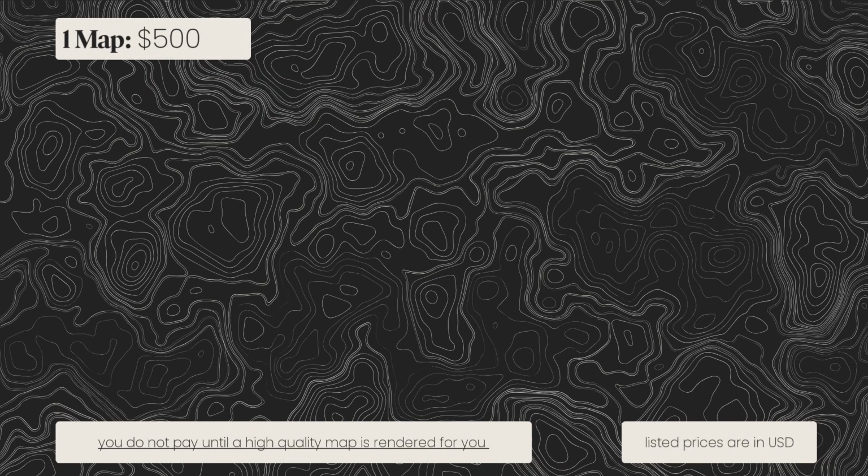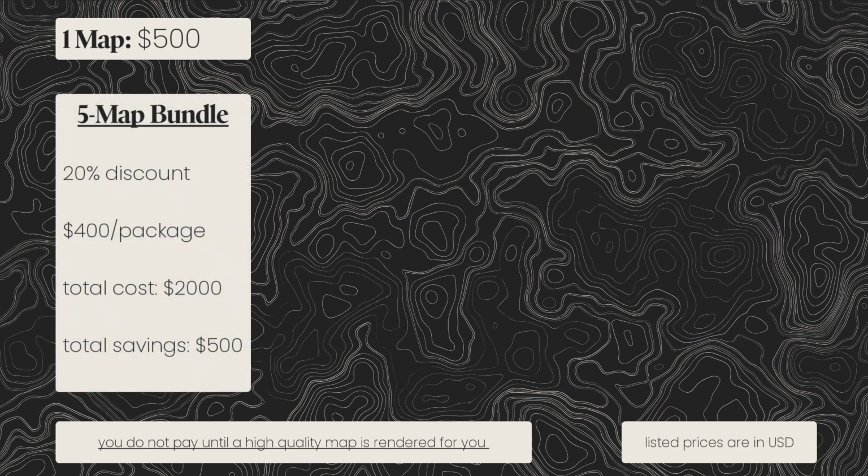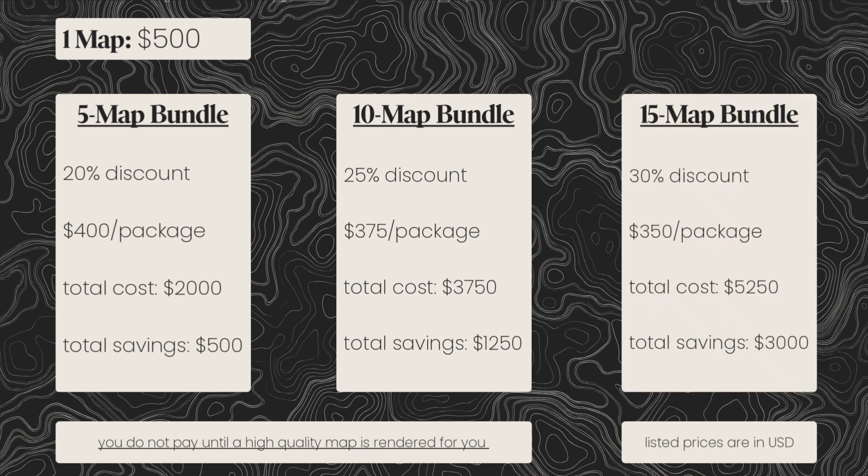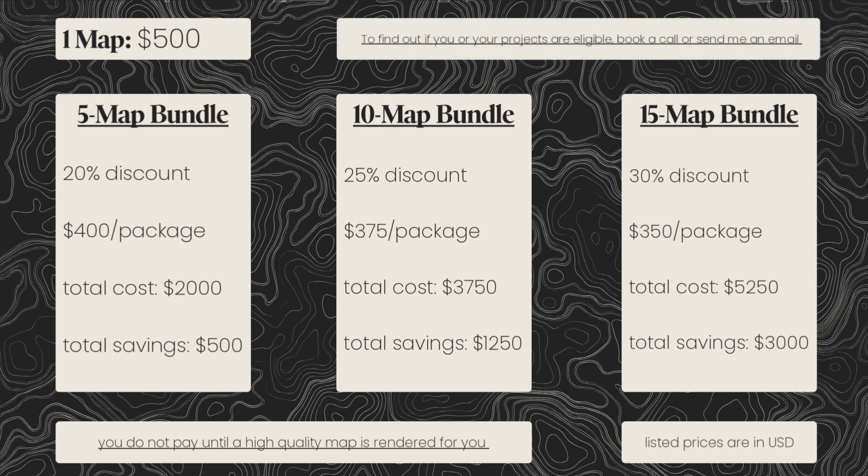Now, let's talk about the investment and why these mapping packages are particularly valuable right now. Single mapping packages are currently $500, but I offer bundle pricing for substantial savings. 5 map bundles are 20% off at $400 per map, which saves you $500 total. 10 map bundles are 25% off at $375 per map, which saves you $1,250. 15 map bundles are the best value at 30% off at $350 per map, which saves you a substantial $3,000.